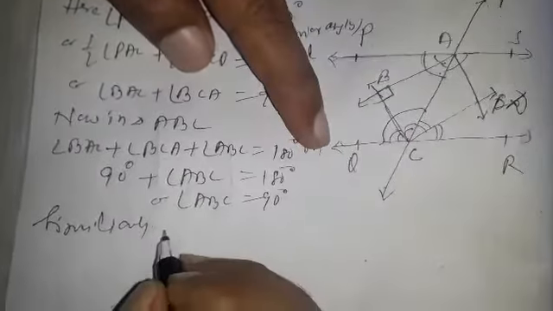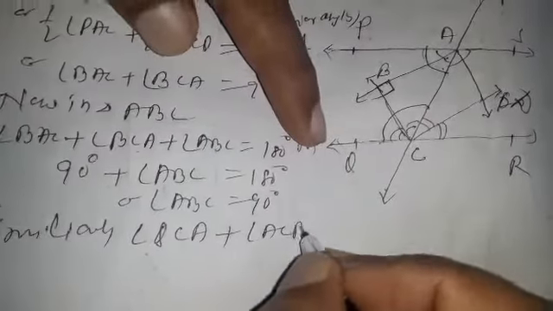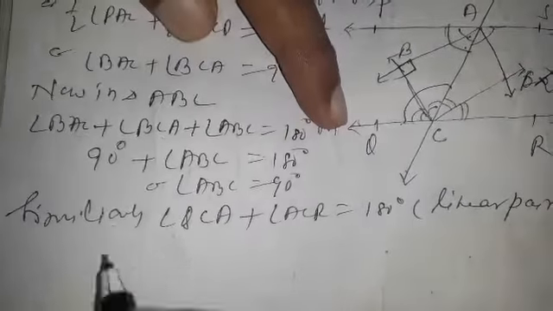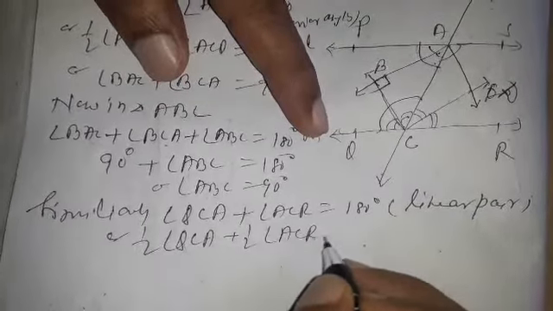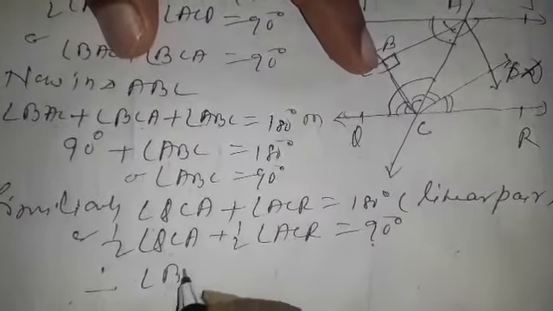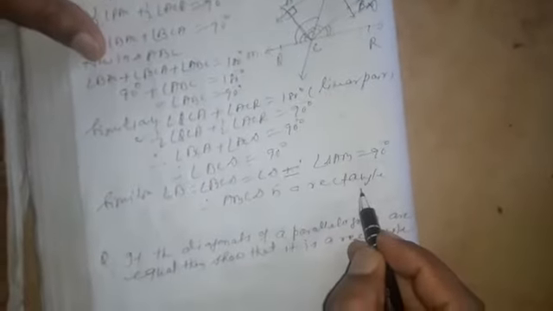Similarly, angle QCA plus angle ACR is equal to 180 degrees, linear pair. So their bisectors, half of angle QCA plus half of angle ACR, is equal to 90 degrees. So therefore angle BCD is equal to 90 degrees. Similarly, angle B is equal to angle BCD is equal to angle D is equal to angle DAB, 90 degrees. Therefore ABCD is a rectangle.